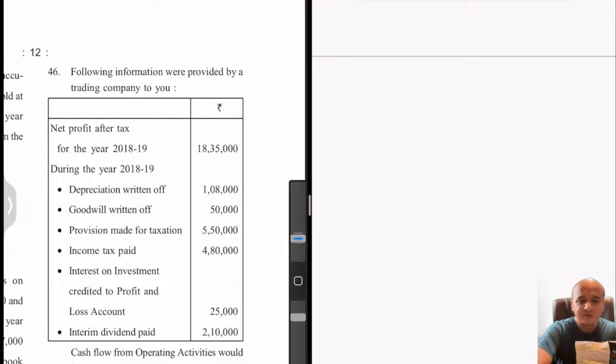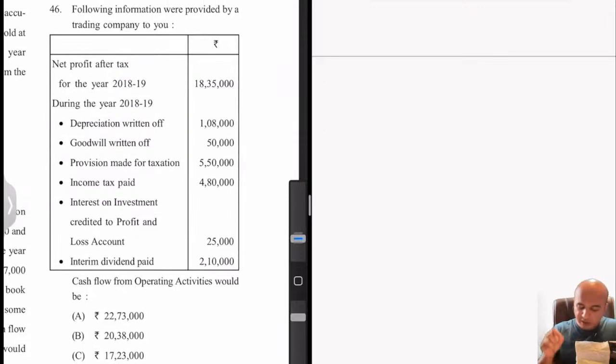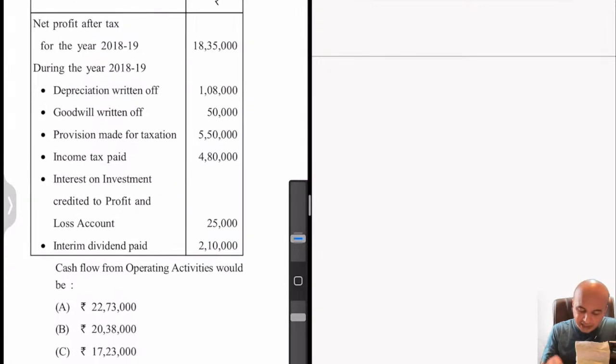Okay, following information was given. Okay, we had stopped here. Now I remember. So in this case, let's see what exactly they have given and what exactly they have asked. Following information was provided by a trading company. Net profit after tax is given for the year 2018-19, 18 lakhs 35,000. Then they have given various expenses, for example, depreciation written off, goodwill written off, provision made for taxation, income tax paid, interest on investment credited to P&L account, interim dividend paid, etc. And finally, what they have asked is how much the cash flow from operating activities would be.